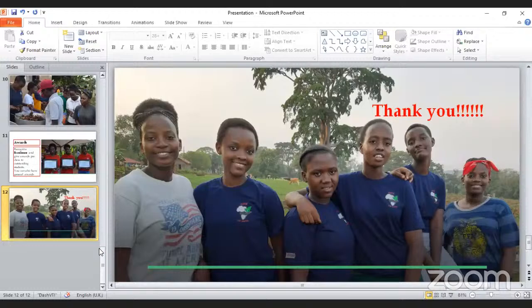Then have a champion in your school. You see, we can have so many teachers. There are schools that might be having 4 teachers of agriculture, 3 teachers of agriculture. We need to find a lead person. I know in Uganda and in Africa, we don't like being led, but we need to identify one for growth.